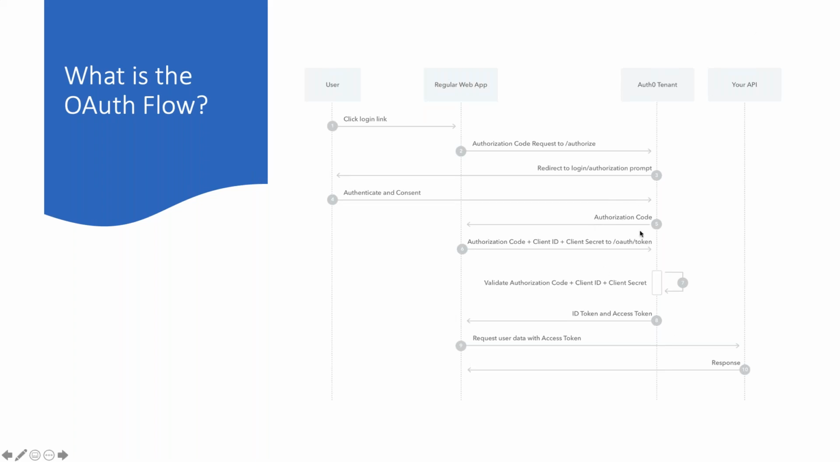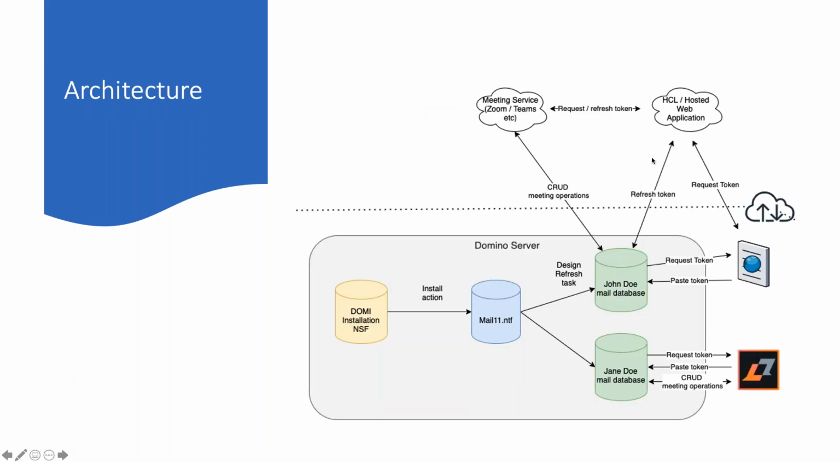And once it sends that short-lived code back, the authorization code, then that's combined with a client ID and client secret to get a proper access token. It also brings back a refresh token. But if that refresh token expires, then a request is needed to send the refresh token back and get an updated refresh token. So that's the OAuth flow, and that's why there needs to be this HCL hosted web application.